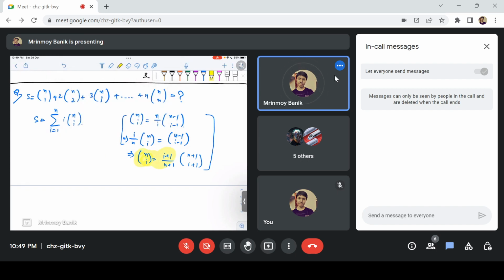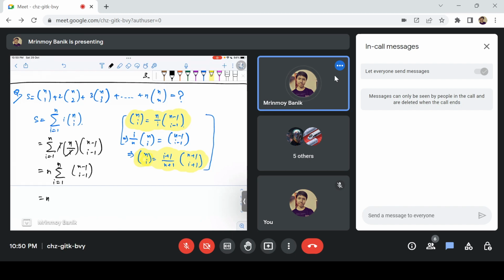This is the forward deduction, the backward deduction. Using the backward deduction for now, we get nCi is equal to n by i times n minus 1 C i minus 1. The i gets cancelled, the n is a constant, we can take it out. n times n minus 1 C i minus 1.